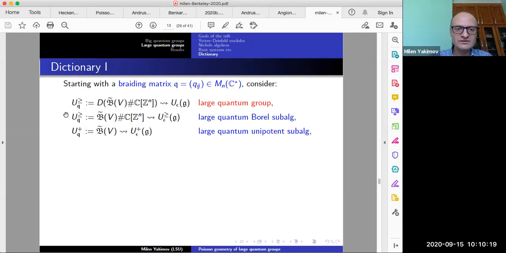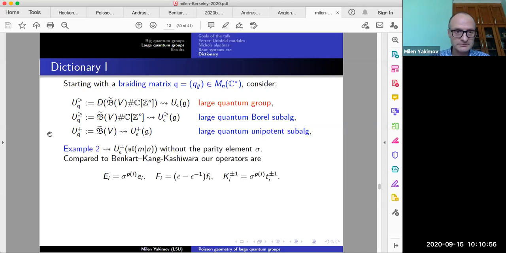Inside, we have these Borel subalgebras, large quantum Borel algebras. They're the analogs of the Cartan part plus the positive part of the Nichols algebra. We're going to denote this by U greater or equal. And we have large quantum unipotent subalgebras. These are just the pre-Nichols algebras. So in this picture, we have this general machinery that puts these classes all together. And inside each of these, we have a large quantum group, large quantum Borel subalgebra, and large quantum unipotent subalgebra.